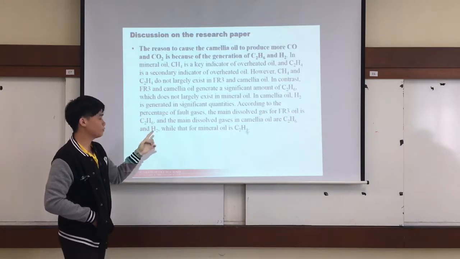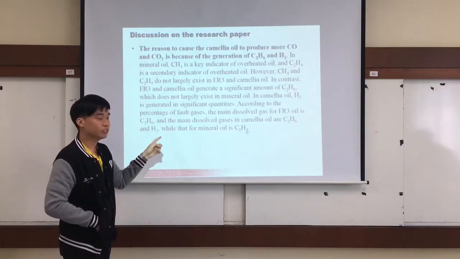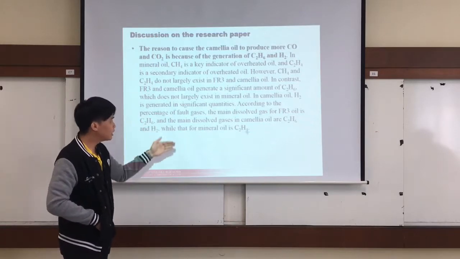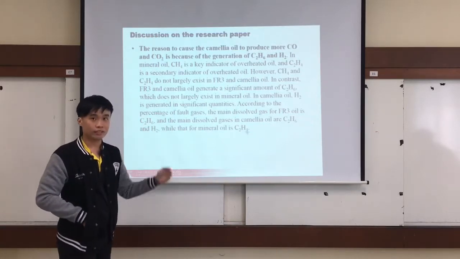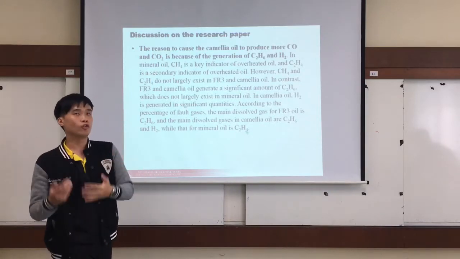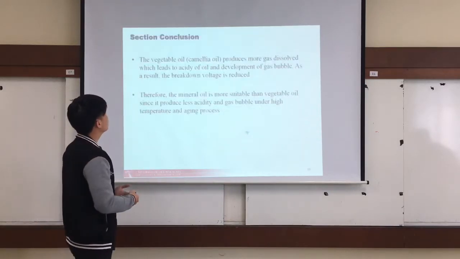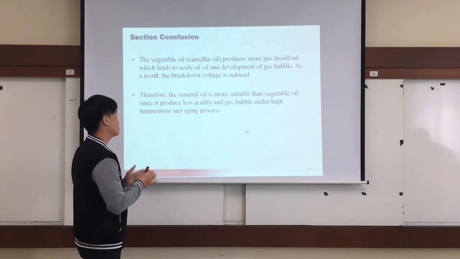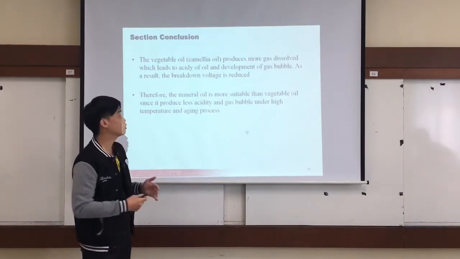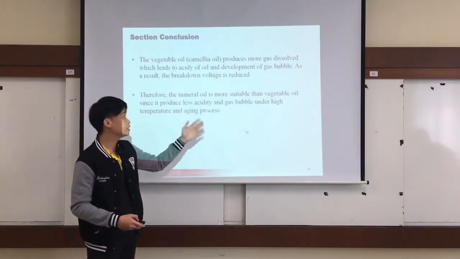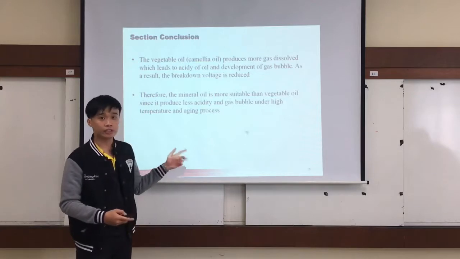However, the mineral oil produces only C2H4. Therefore, mineral oil will produce a smaller amount of dissolved gas, and therefore lead to less formation of gas bubbles. In this case, it is supposed that mineral oil is more stable than vegetable oil, since it produces less acidity and gas bubbles under high temperature and electrical stress.